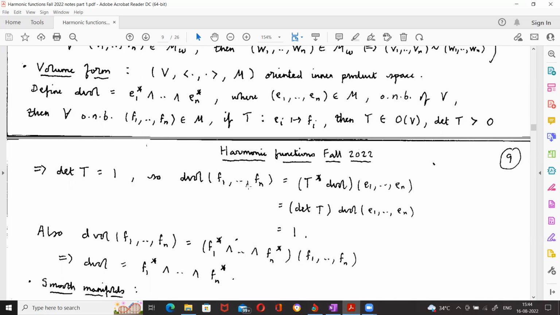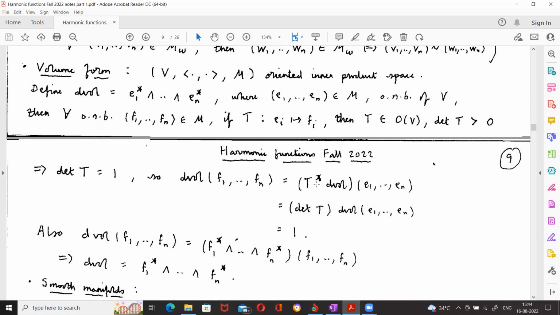So now let me look at dvol, my volume form, applied to F1 to Fn. This is going to be what? The Fi's are T of Ei's, right? So this is TE1 up to TEn. Therefore, by definition of the pullback, this is T star of dvol applied to E1 to En, right?